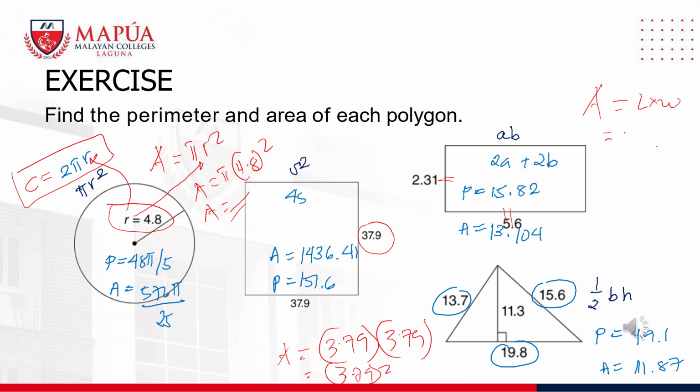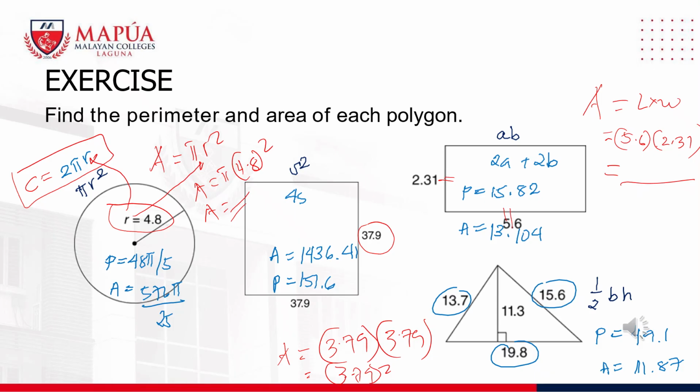So 5.6 multiplied by 2.31. It will give us the area, and the unit here is square units. Okay, so you get the area. You just use your calculator, class, to multiply this.